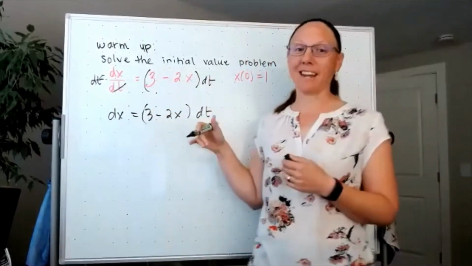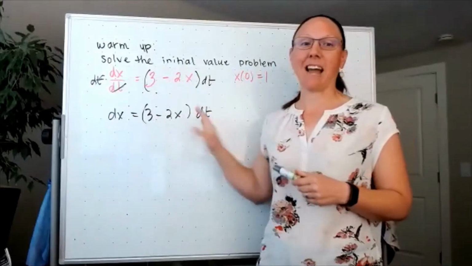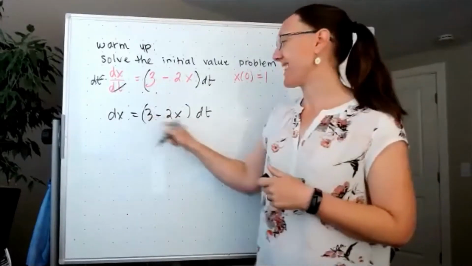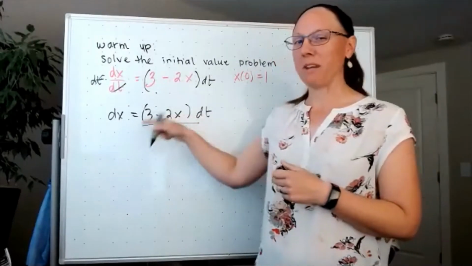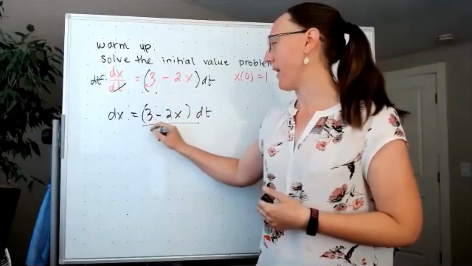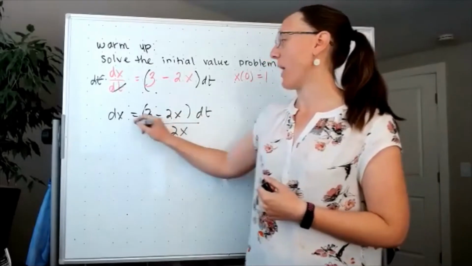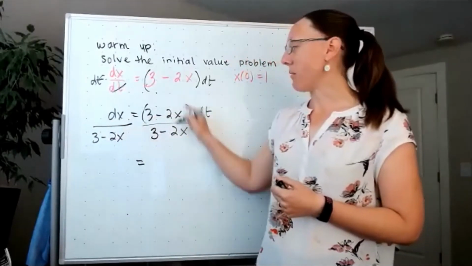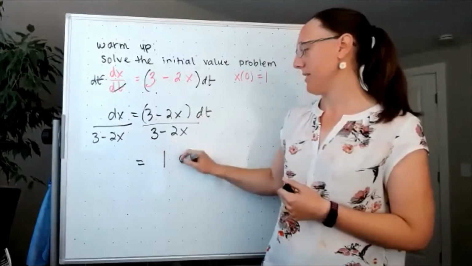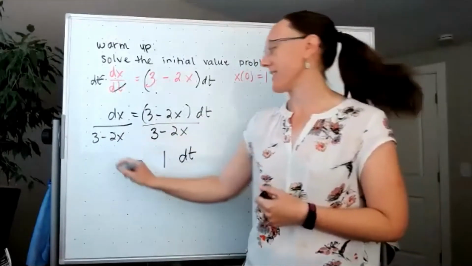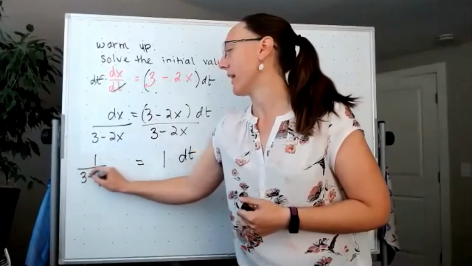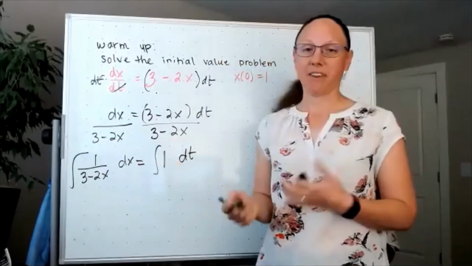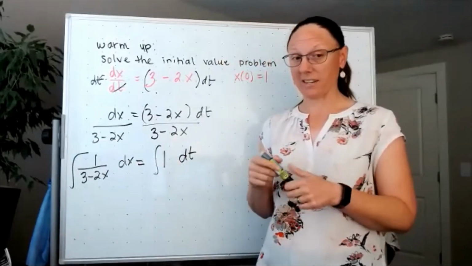And then I'm going to look at this side and say, I know with that dt, I only want to see t's over here, not x's. I'm going to divide both sides by this entire thing. The other option would be to factor a number out, but I'm not going to worry about that. I'm just going to divide by 3 minus 2x on both sides. So on the right-hand side, I'm secretly left with 1 dt. And on the left-hand side, I'm going to go ahead and separate that out to look like dx over 3 minus 2x. And now I'm ready to find the antiderivative on both sides.